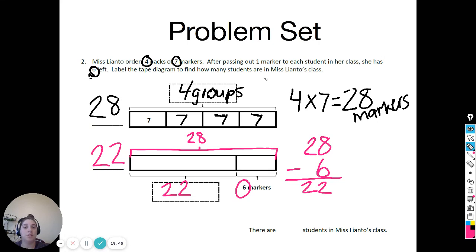So, how many students are in Miss Leonto's class? There are 22 students in Miss Leonto's class. You don't have to write that word sentence. Okay, let's go ahead and continue.